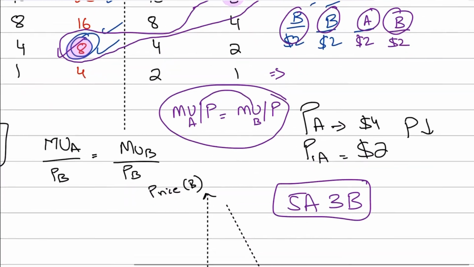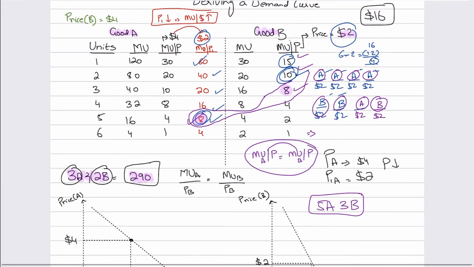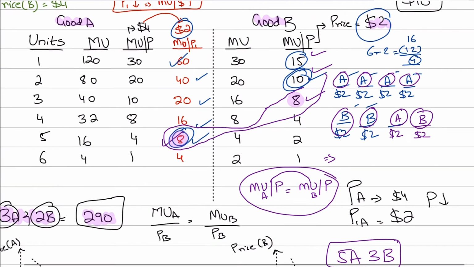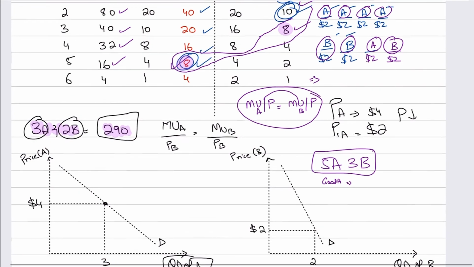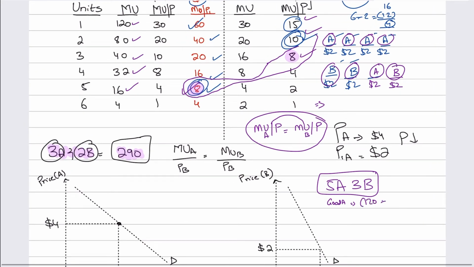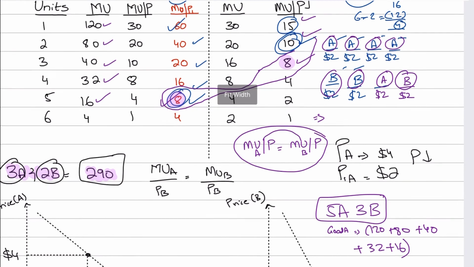Now let's see what will be the total utility if he buys 5 units of good A. So obviously he's bought the first 5, which means that how much utility has he gained? 120 plus 80 plus 40 plus 32 plus 16, which means that as far as good A is concerned, his utility should be 120 plus 80 plus 40 plus 32 plus 16, right? Now I'm not going to be doing the calculation, you can do it yourself as well.